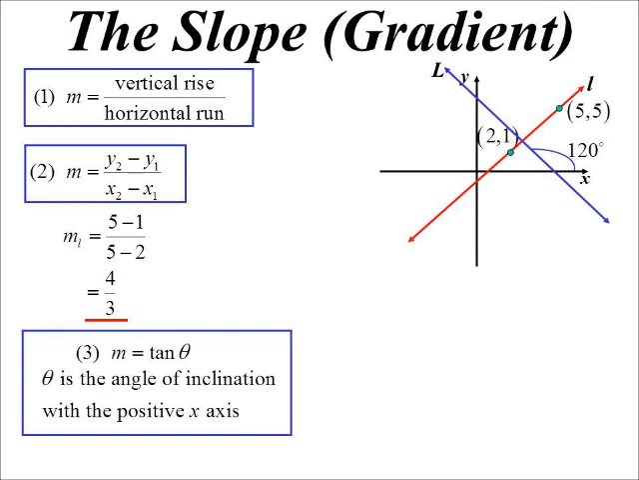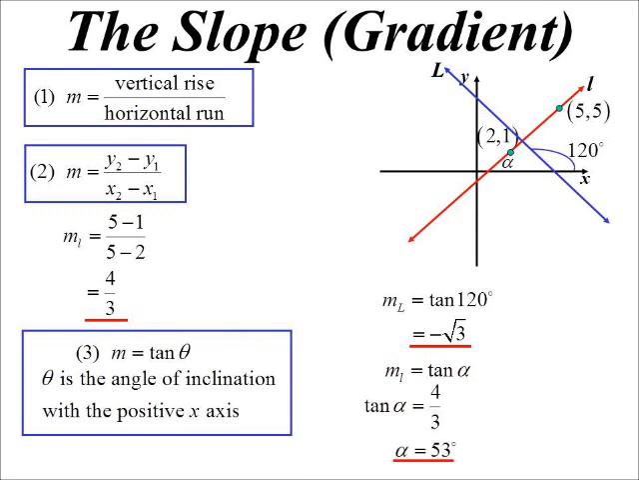So it would be possible to work out that slope if I know that's 120 degrees, and it's simply the tan of 120, which is minus root 3. I could also work out the red one, because we worked out the slope was 4/3. So I could work out the angle. Slope is the tan, so tan alpha is 4/3, approximately 53 degrees would be that angle.